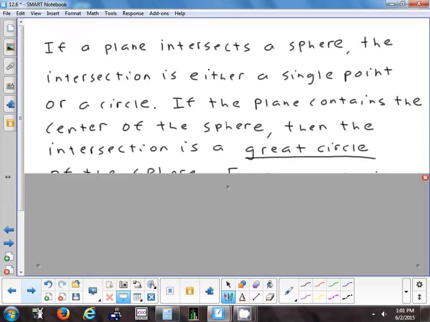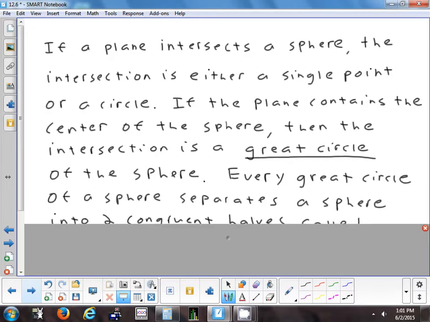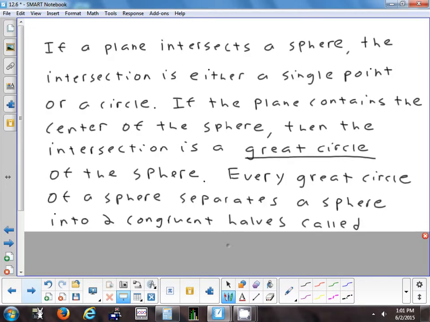How would you make the biggest circle you can as a cross-section? How would you have to cut the sphere? On the diameter, right? Like a diameter right through the center. So if your plane slices through the center, the cross section is called a great circle. It's the biggest circle that you can have. Anywhere else, if you slice the sphere, the circle's going to be smaller, or it'll just be a single point. If you slice a sphere right through the center, it's going to separate your sphere into two halves. What do we call those two halves?